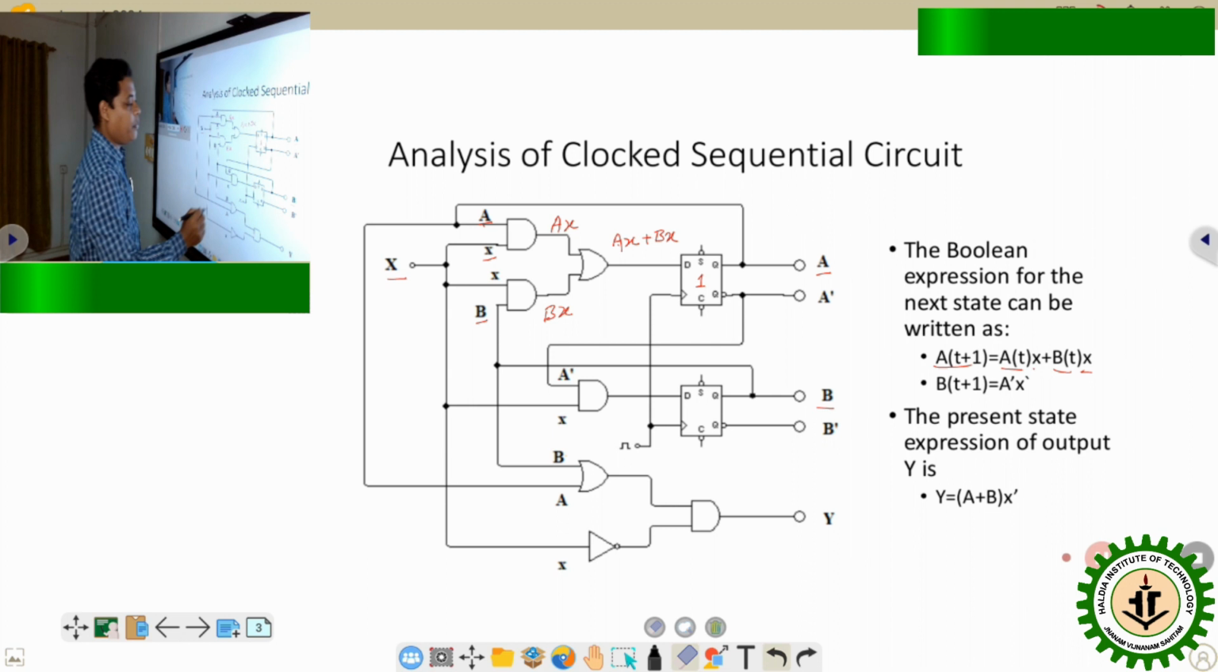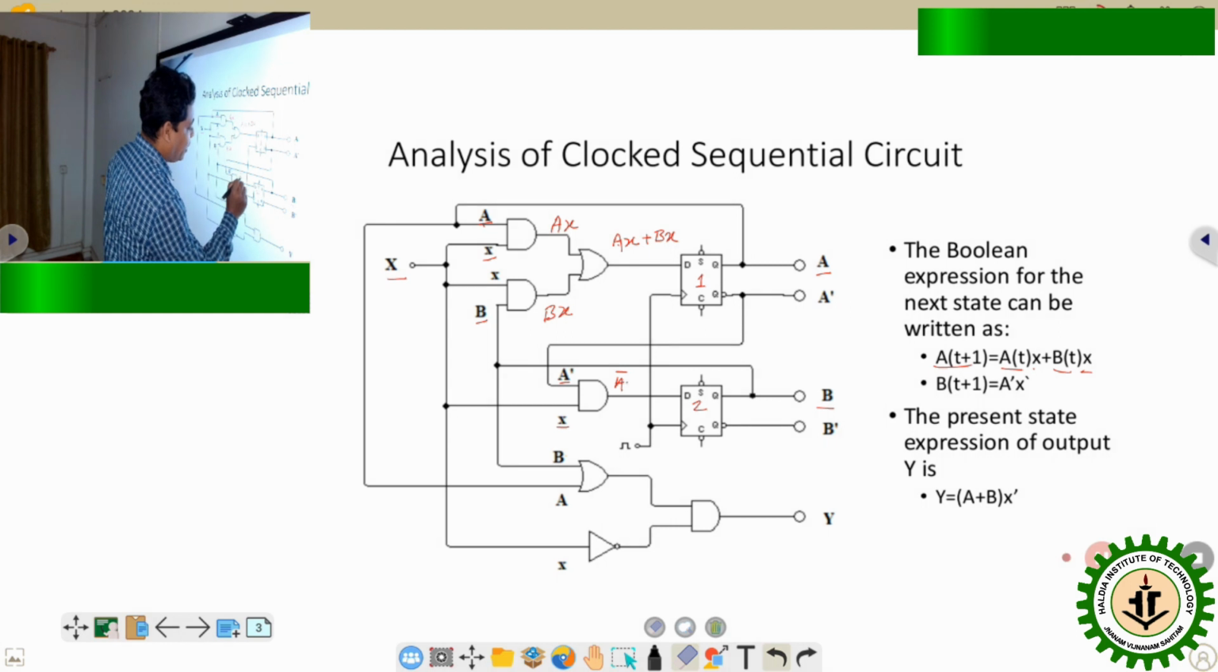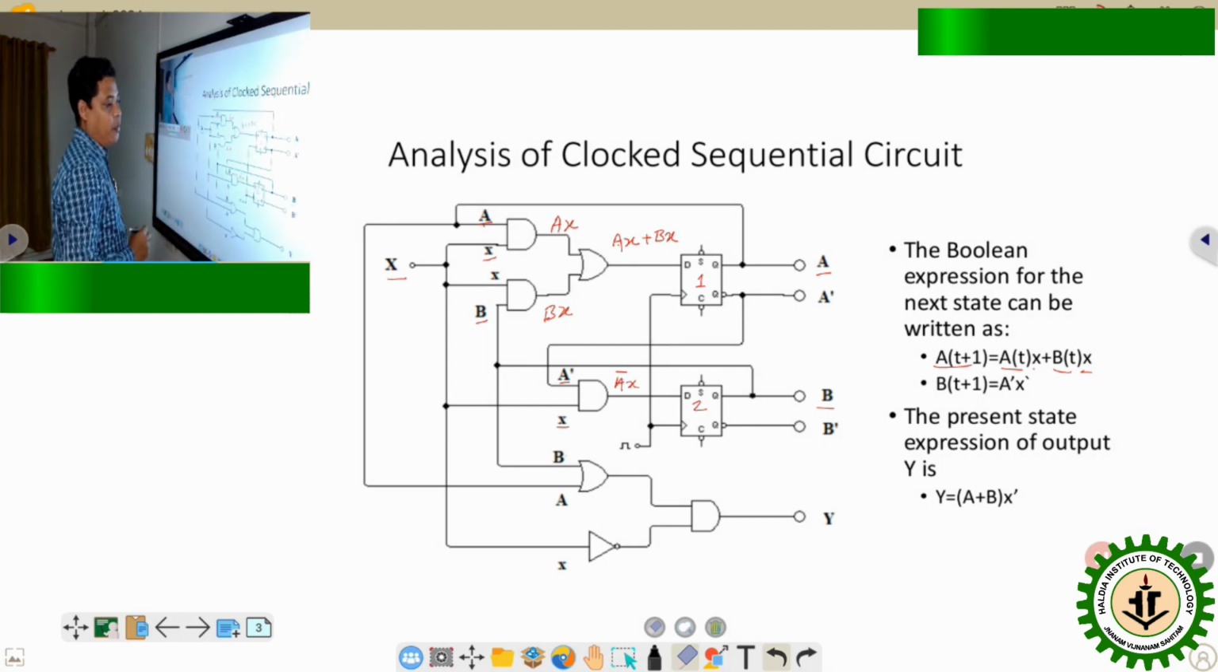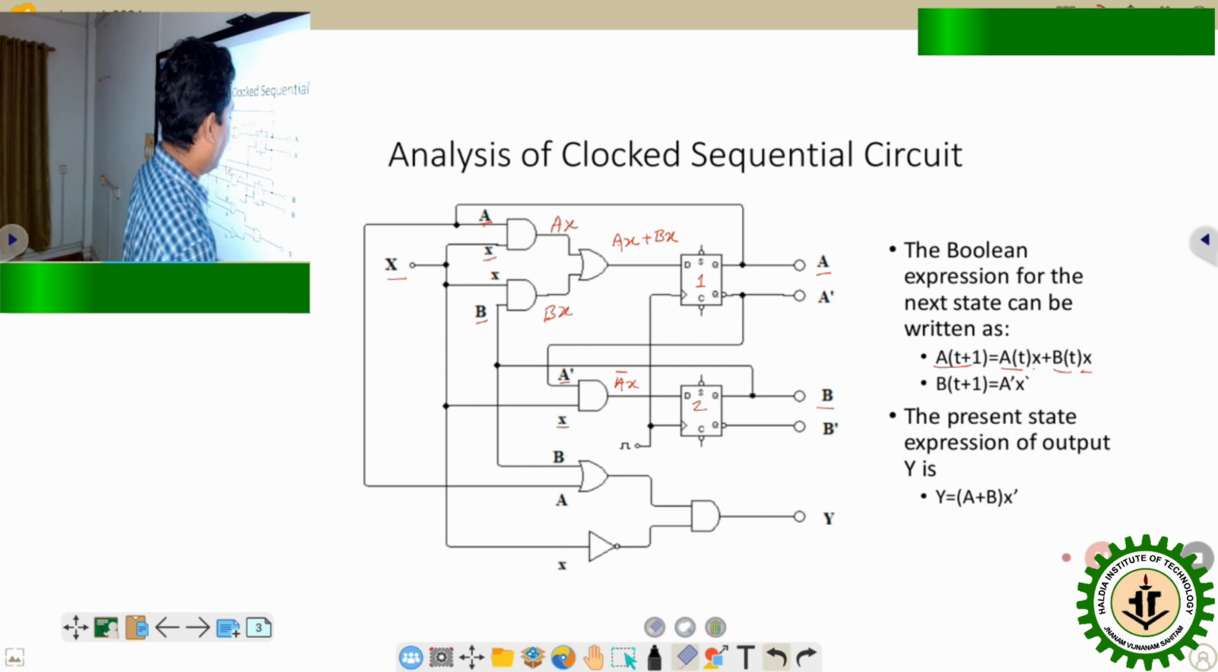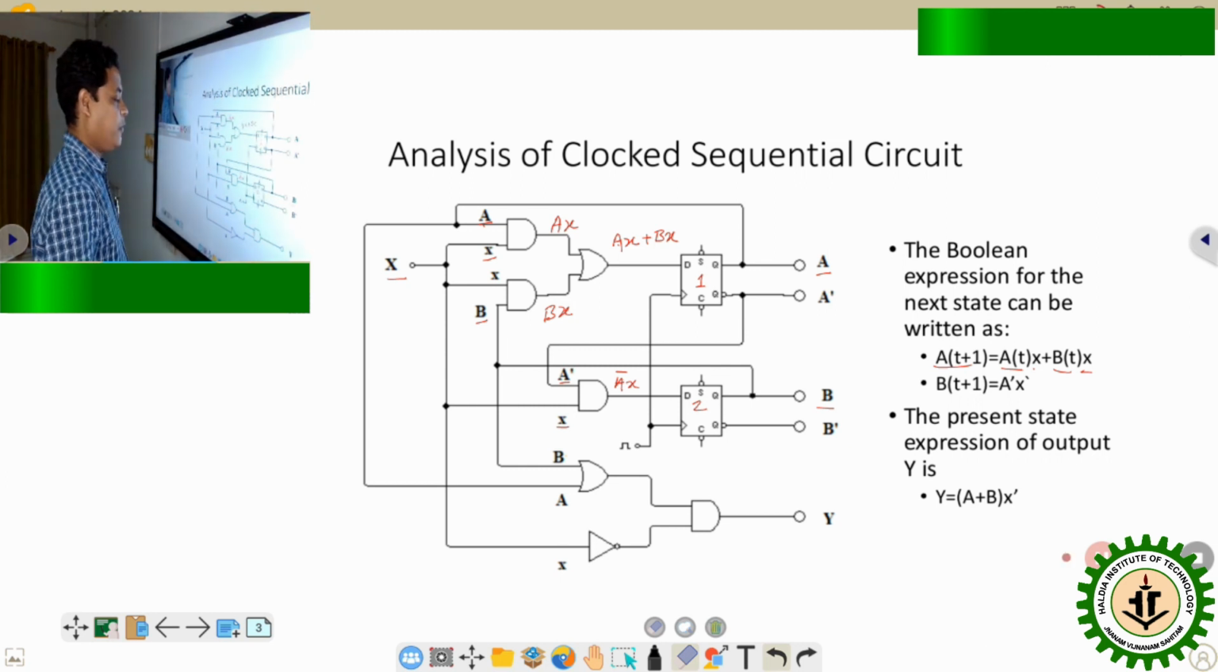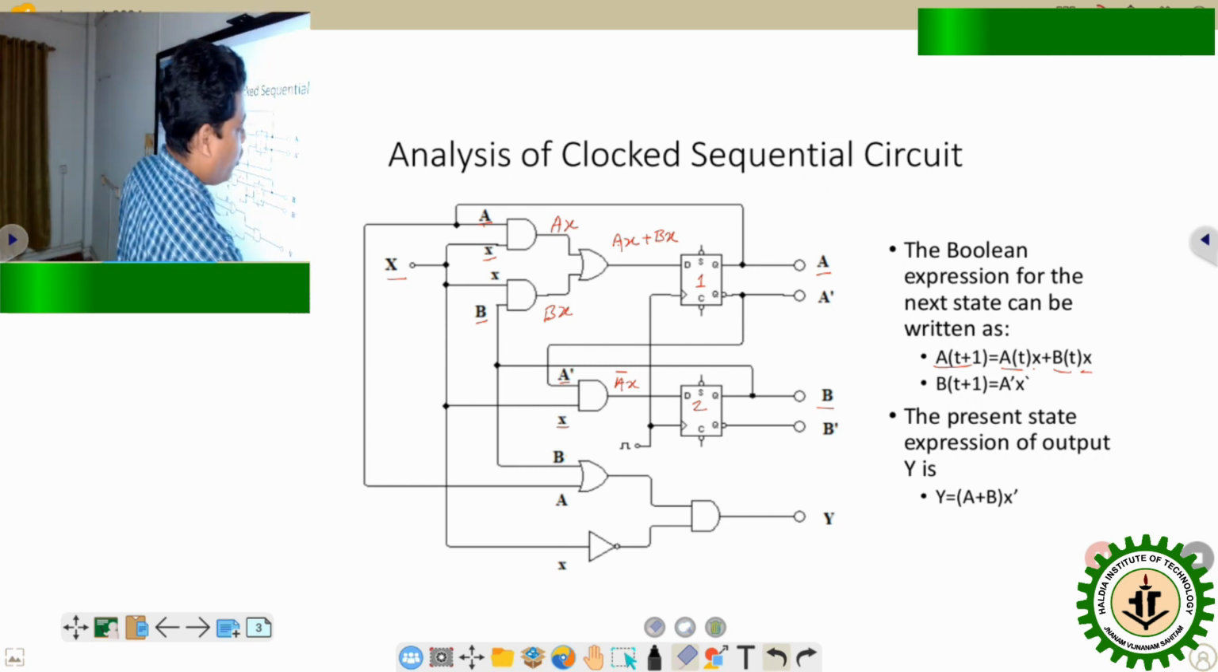Similarly, to observe the output of the second D flip-flop, we can find that its input is given from the complement of the first D flip-flop state, that is A bar, and the input X. So the input of the second D flip-flop is A complement dot X. In the same way, B(t+1), that is the next state of the second flip-flop, will be equal to A complement dot X.